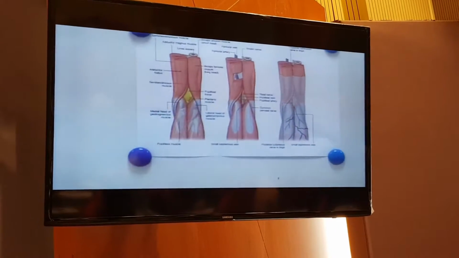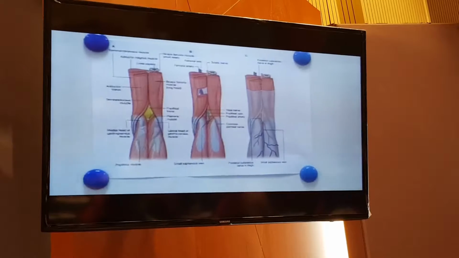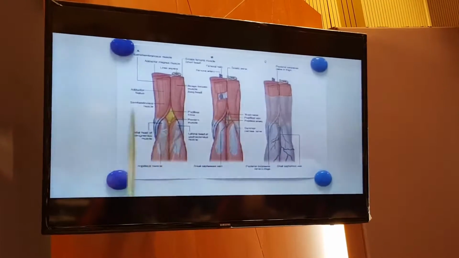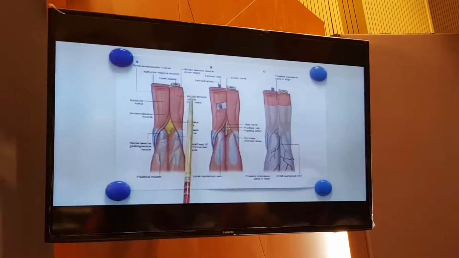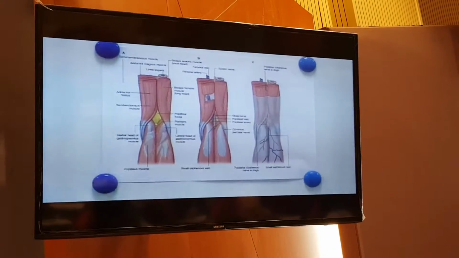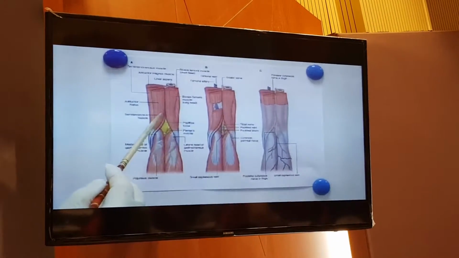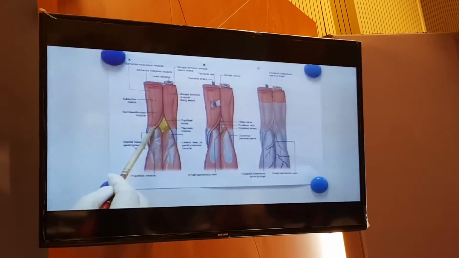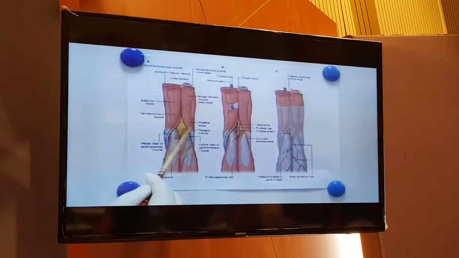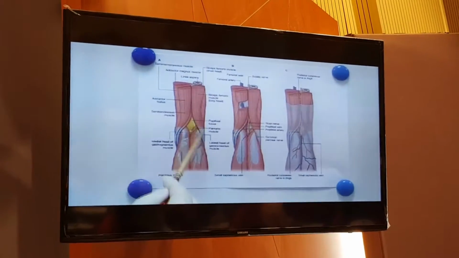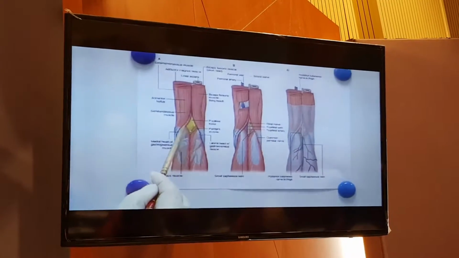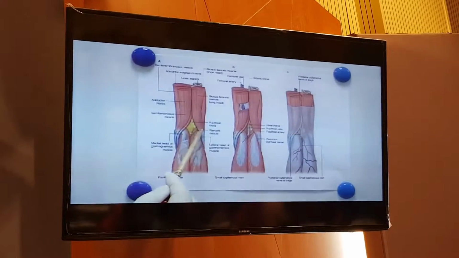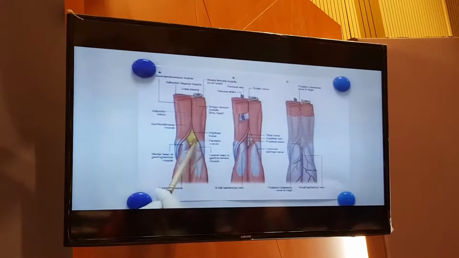Now we are coming to the popliteal fossa. The popliteal fossa is diamond shaped here. This is the medial side and this is the lateral side. So if you see, this is the upper medial border or superior medial border. This is the upper lateral border or superior lateral border. This is the lower medial border or inferior medial border. This is the lower lateral border or inferior lateral border.